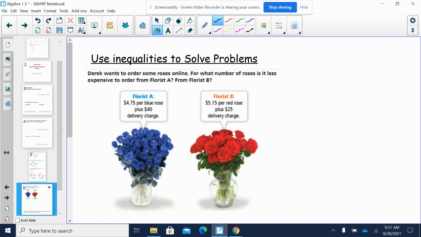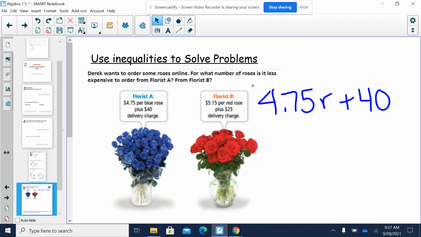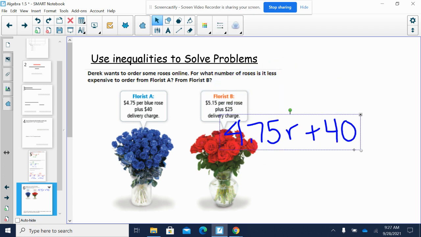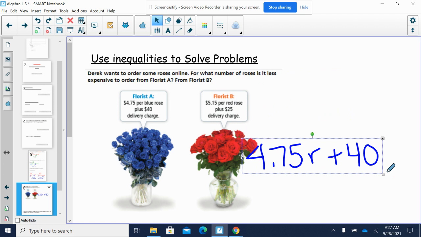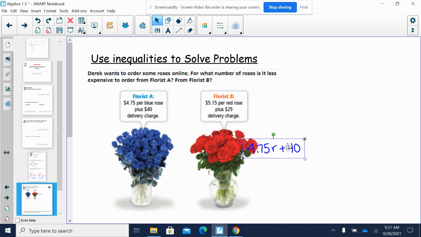So let's look at florist A, and those are the blue roses. It says it's $4.75 per rose, but then there's an additional $40, so we're going to add on $40 for delivery charge. Okay, this expression is for florist A. Okay, so that's florist A.